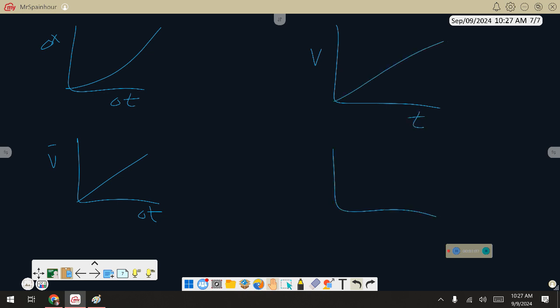The first one says, what's the relationship between these two look like? Parabolic. Very good. The next, average velocity versus time is? Linear. Correct. And instantaneous velocity versus time is? Linear. And then finally, instantaneous velocity versus delta x is? Square root.